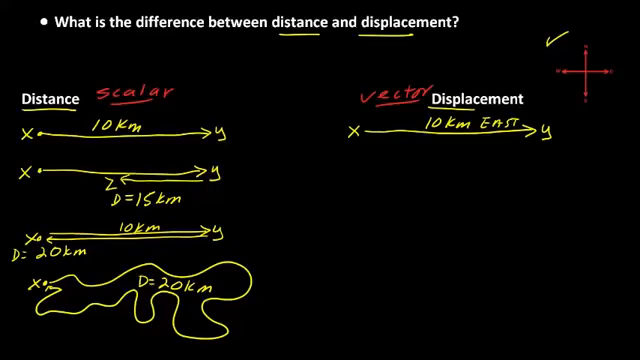So let's take a look at some other situations. In this first situation, the displacement was 10 kilometers east. In the second situation, we started at X and traveled all the way over to Y. Then we turned around and came halfway back. Now, the distance is a total of 15 kilometers. But when you reach point Z, your displacement is not 15 kilometers. Your displacement is equal to 5 kilometers east.